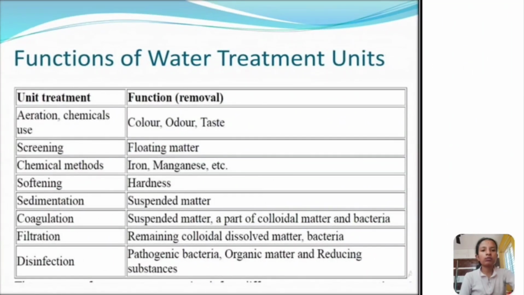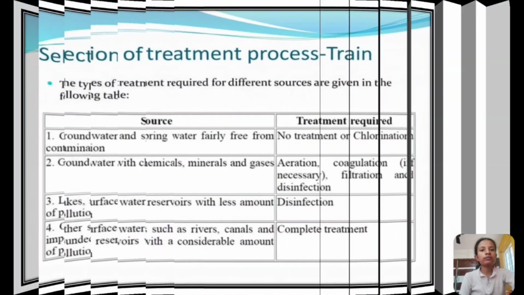Functions of water treatment units. Unit treatment, aeration, chemicals use, function, color, odor, taste, screening, floating matter, chemical methods, iron, manganese, etc., softening, hardness, sedimentation, suspended matter, coagulation, suspended matter a part of colloidal matter and bacteria, filtration, remaining colloidal dissolved matter, bacteria, disinfection, pathogenic bacteria, organic matter and reducing substances.